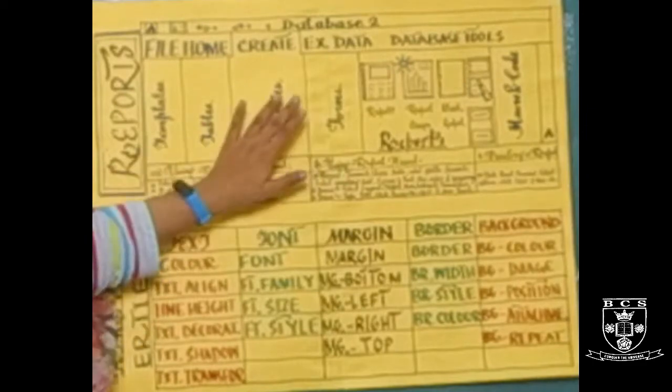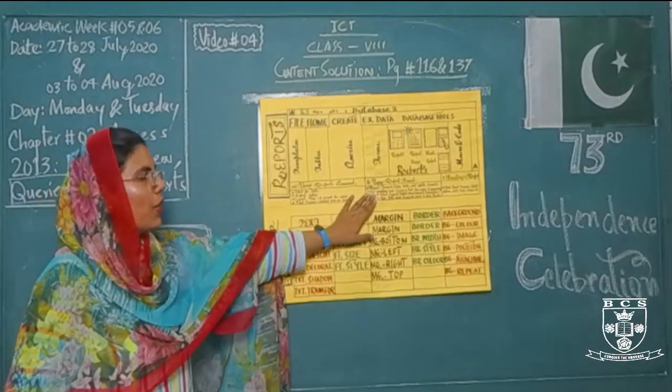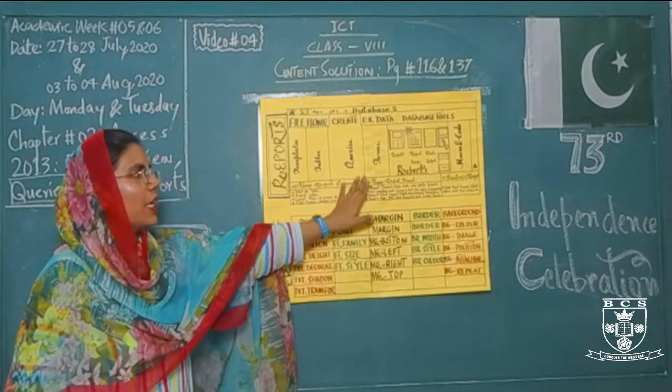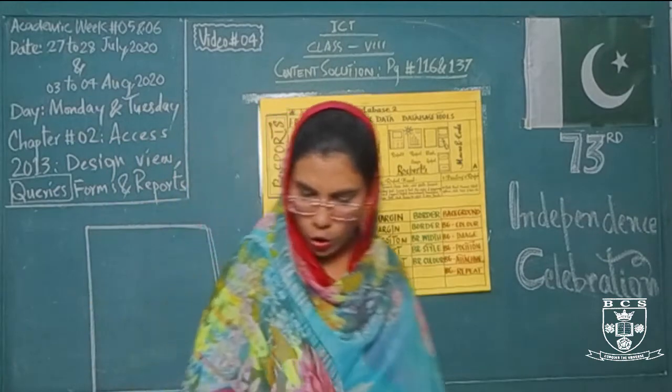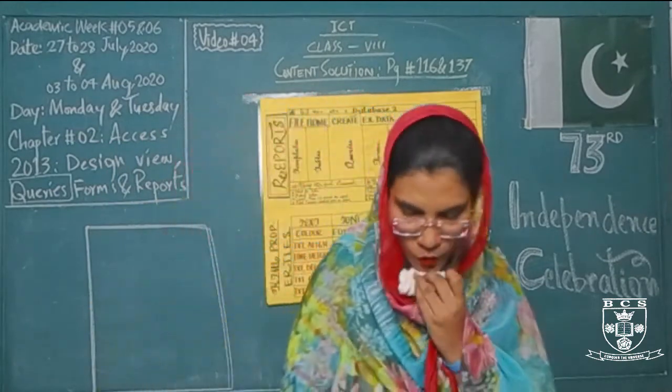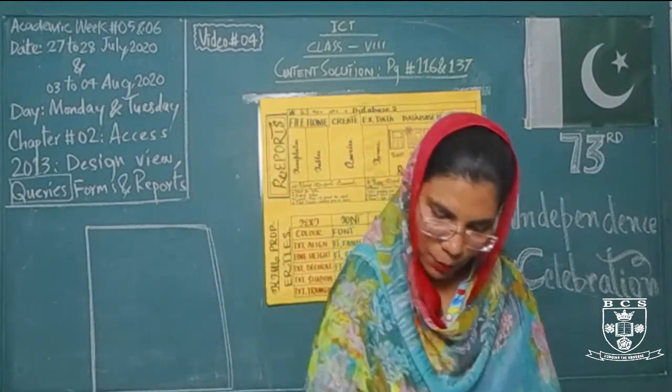So this is all about reports. These are the two different and simple methods through which we can create a report. And this is the end of chapter number 2. Here all the topics of chapter number 2 are covered. Now we are discussing the exercises of chapter number 2.